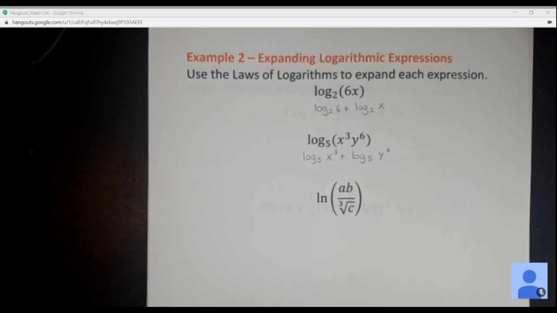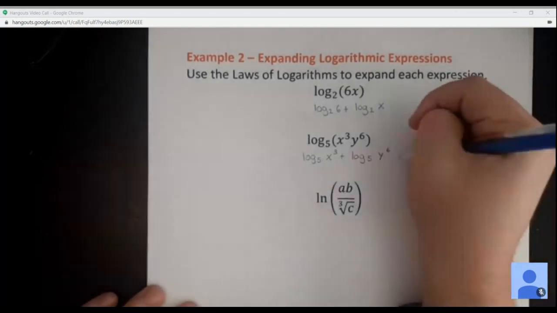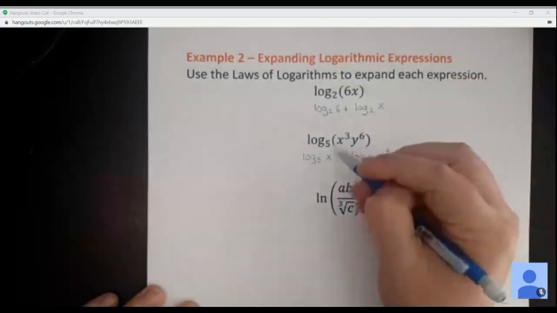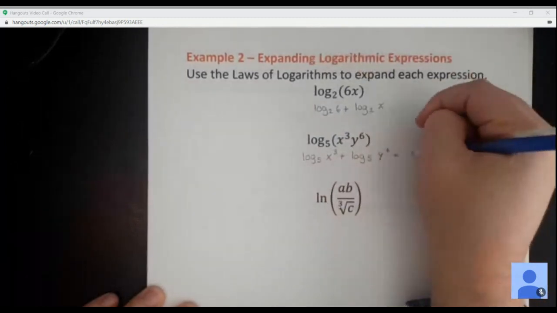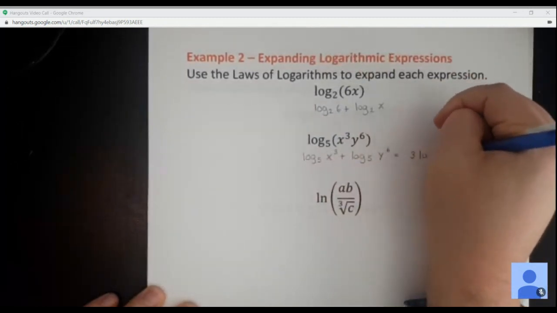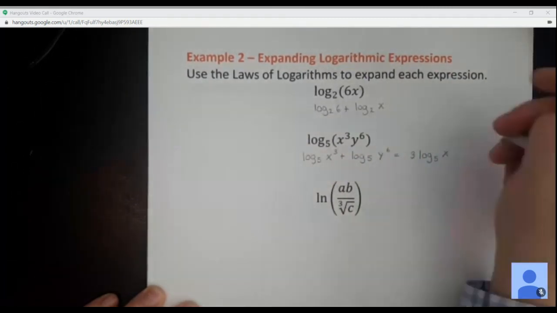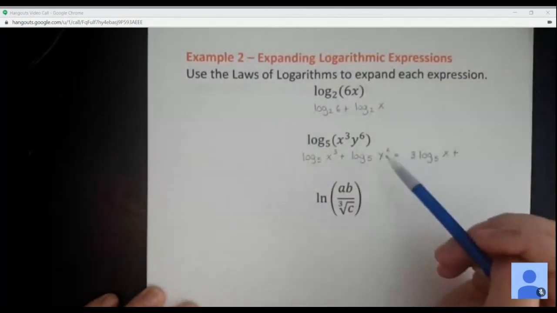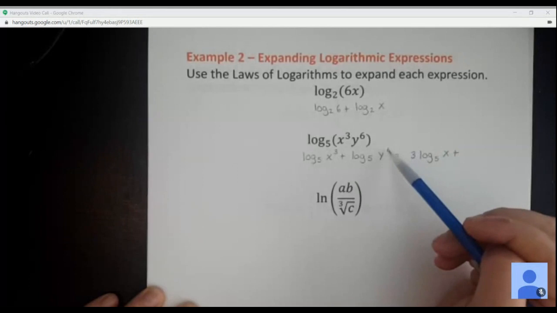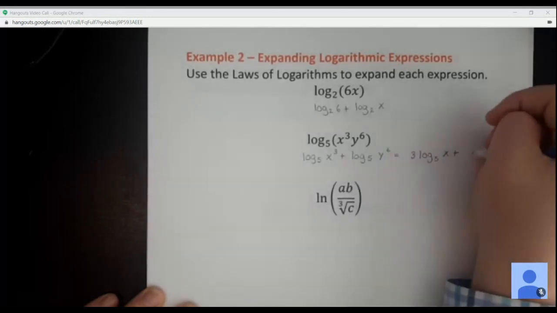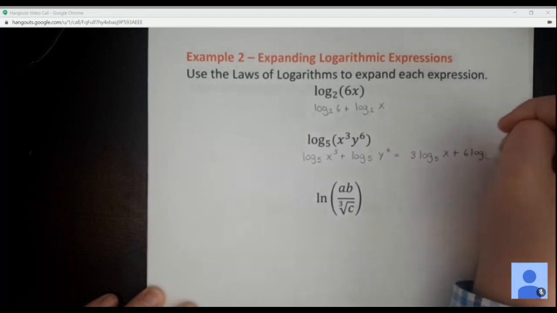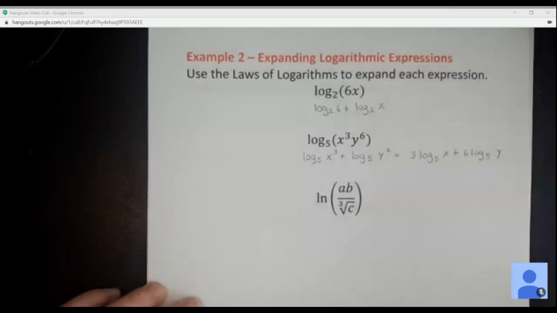The exponents, right? Okay, so remember that third law of logarithms said that if we have an exponent, we can move that out front. So when I do that now, this 3 goes to the front of this log. So that's going to become 3 times the log base 5 of x plus, and now this one has a 6 in the exponent, so that 6 is going to come out front. So we're going to get 6 log base 5 of y.